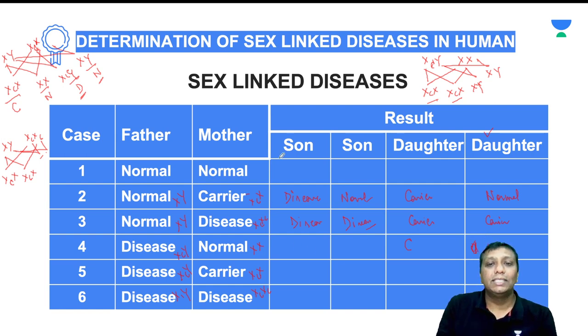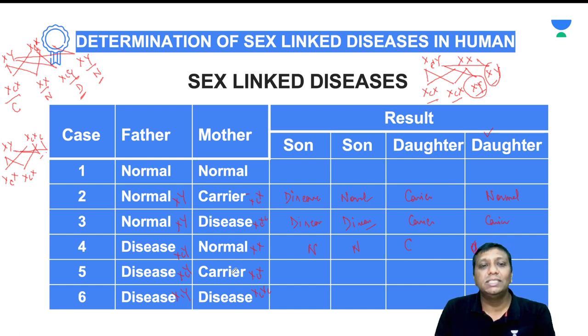And see, what about the son side? Son side XY, XY, the son is normal. In this case, the son is 100% normal. Here there is no problem in the case of a son, guys. The reason is the son has XY, every son is normal, guys.